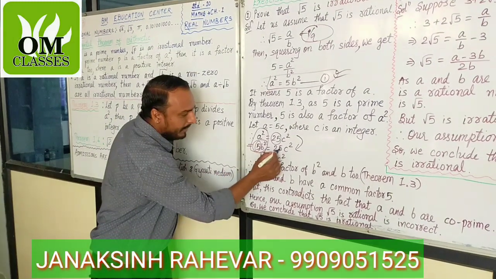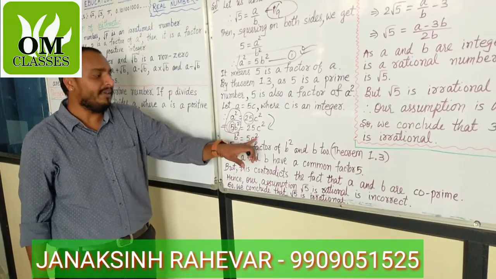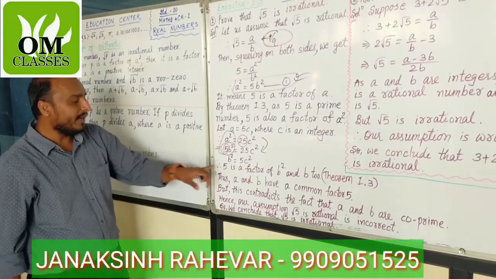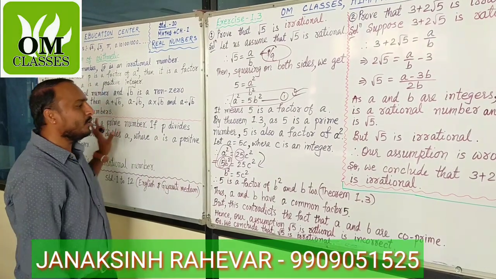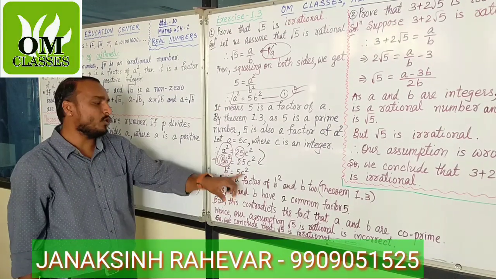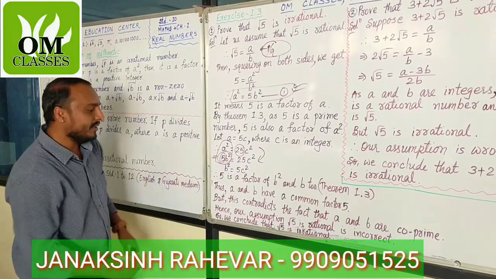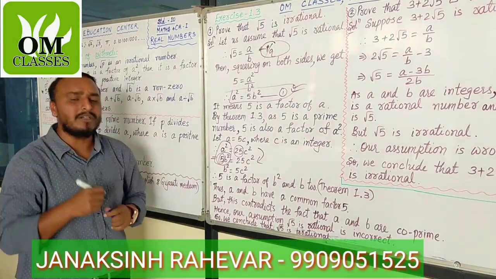Now if you divide 5 by 25, you will get 5. So b square equal to 5c square. Again हमने देखा है कि 5 is a factor of b square. So also by theorem 1.3, when 5 is a factor of b square, 5 is also a factor of a square.